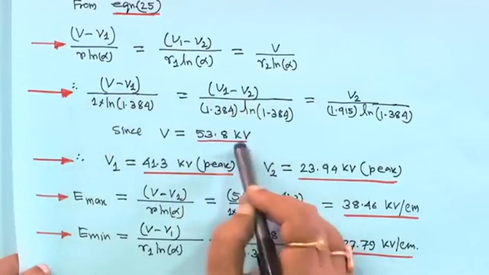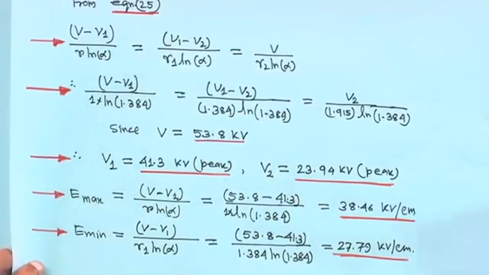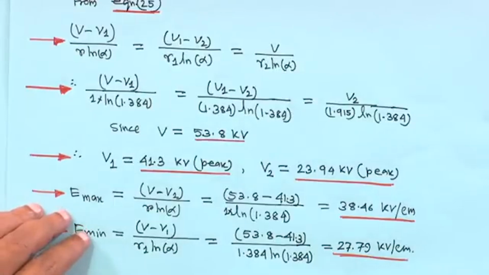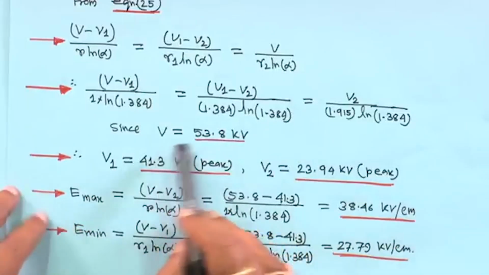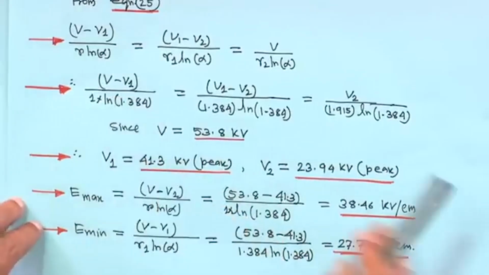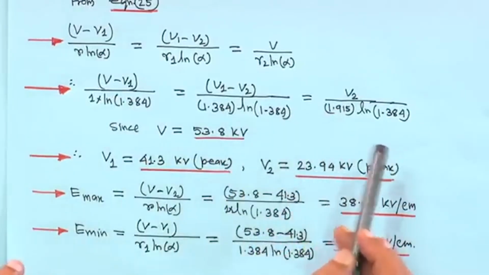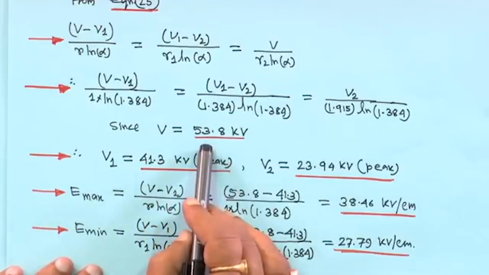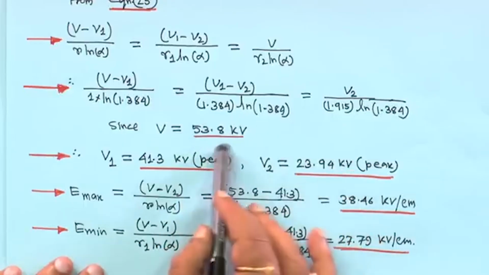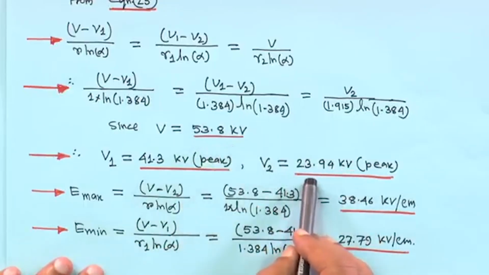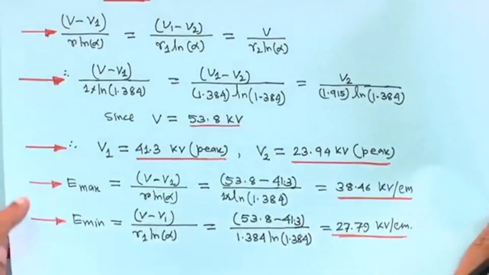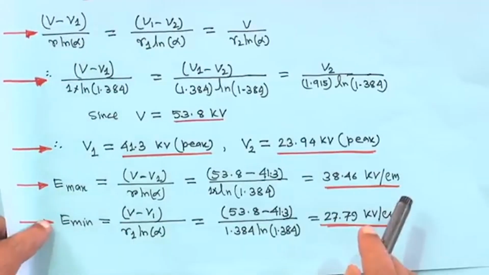V is already given, because V is known, V is actually 53.8 kV, so just 2 equations. So, substitute V and solve for V1 and V2 from any two equations. Substitute V equal to 53.8, then solve for V1 and V2. So, you will get V1 is equal to 41.3 kV, this is the peak value, because we have taken the peak value, because it has been asked. Similarly, V2 is equal to 23.94 kV peak value. You have to be a little bit cautious about this. Read the problem carefully and accordingly you have to do.